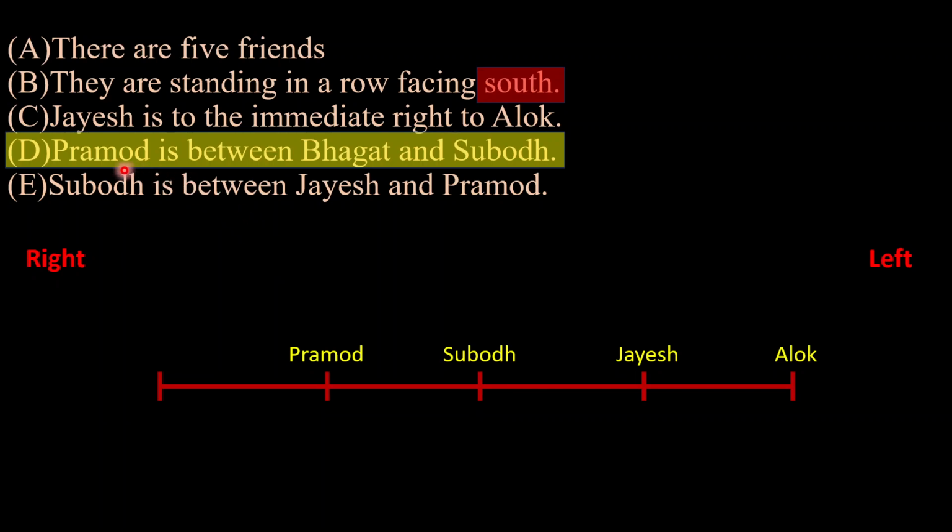Now let's get back to the highlighted part. Pramod is between Bhagat and Subodh. See, Subodh is here, Pramod is in between, so Bhagat will occupy the extreme right position. Why am I saying extreme right? Because this extreme right is with respect to the question. Okay, here as you can see, this is the right side. So Bhagat will occupy the extreme right position. So this is our seating arrangement.